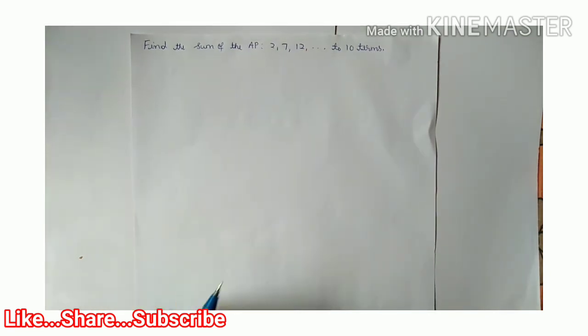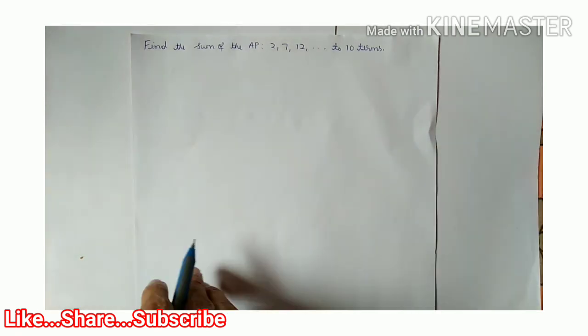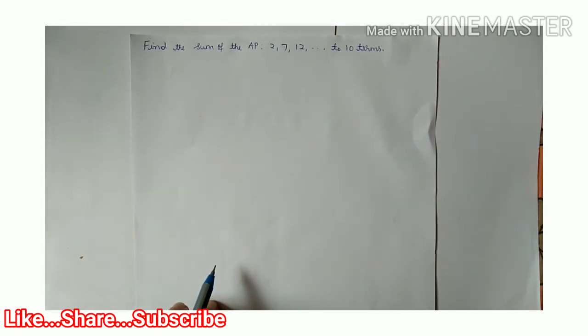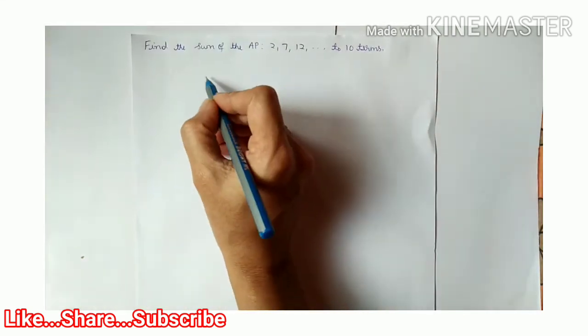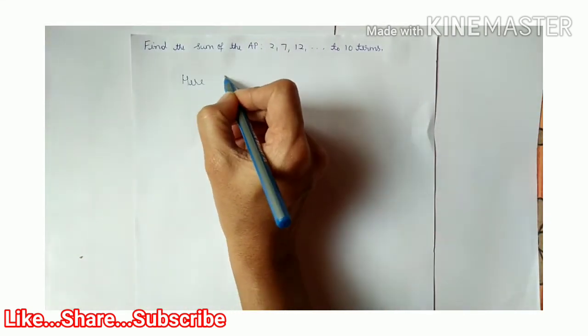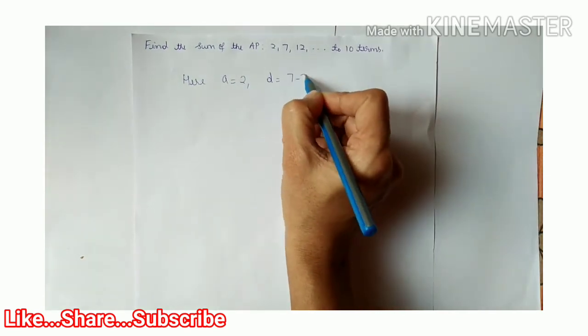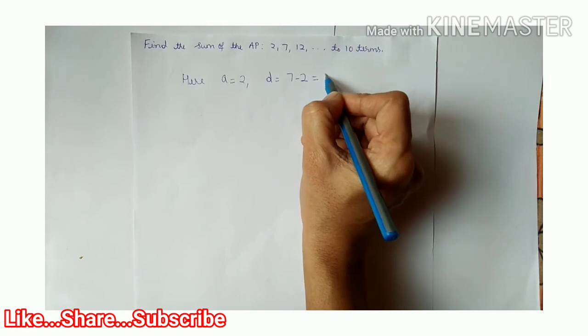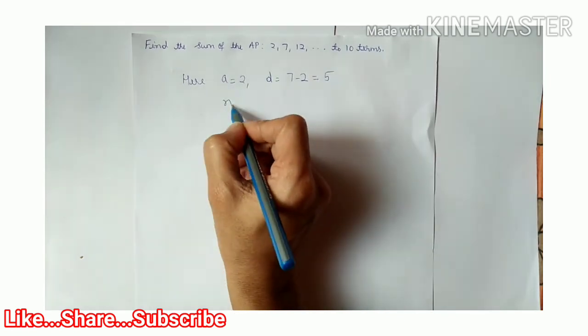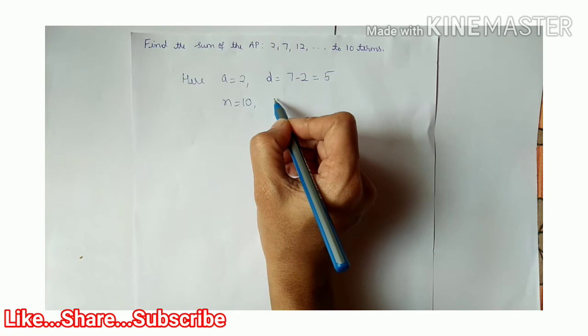Find the sum of the AP 2, 7, 12 up to 10 terms. We have to find the sum of the first 10 terms. Here a = 2, the first term is 2, d is the second term minus the first term, 7 - 2 = 5, n = 10. We have to find S10.